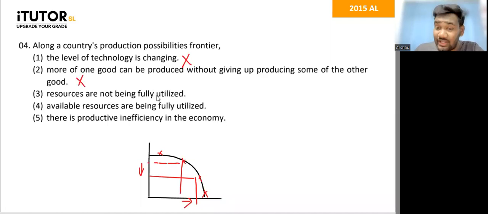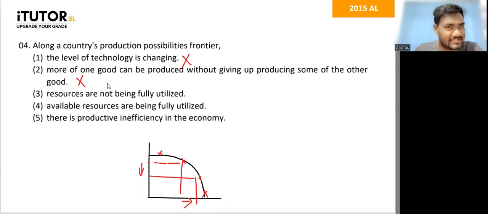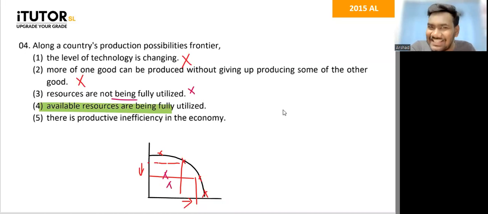Resources are not being fully utilized. Now, if resources are not being fully utilized, you will be operating where, guys? On the PPC, outside or inside? If resources are not being fully utilized, you'll be operating inside the PPC. So therefore, that is also wrong, right? Can you say resources are being fully utilized? That you can say, right? Resources are being fully utilized. So when you're utilizing your resources to the fullest, you will be operating on the PPC.